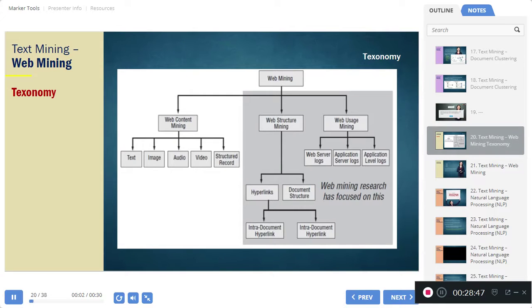Web mining taxonomy. Study the flow chart.